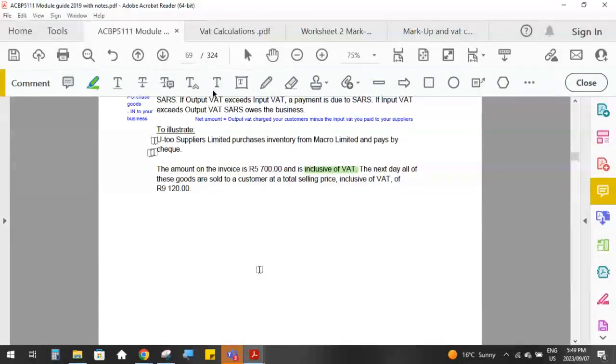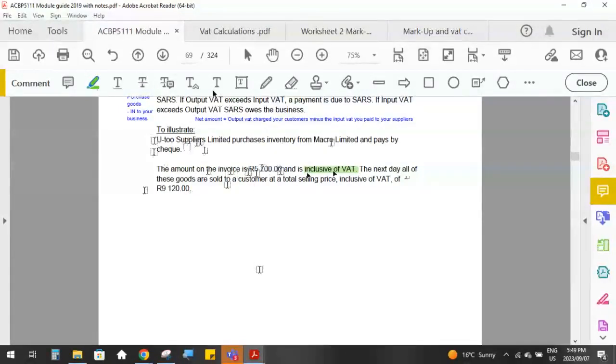Okay, so let's just have a look at this example. So we've got U2 suppliers. They purchase inventory from Macro Limited. Suppliers is the VAT vendor and Macro Limited is one of their suppliers, and they pay them by check. The amount on the invoice is 5,700, and that's including VAT. So that is the total rand value of the invoice. Then the next day, all of these goods that U2 suppliers purchased is sold to one of U2's customers at a total selling price, including VAT, of 9,120.